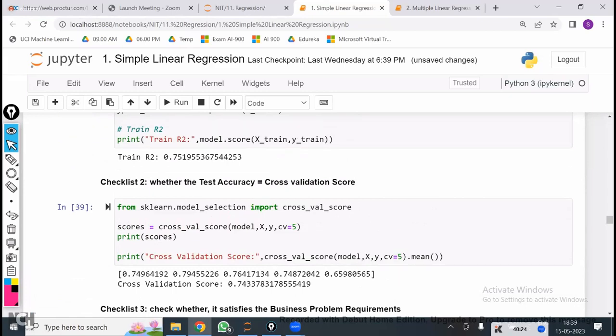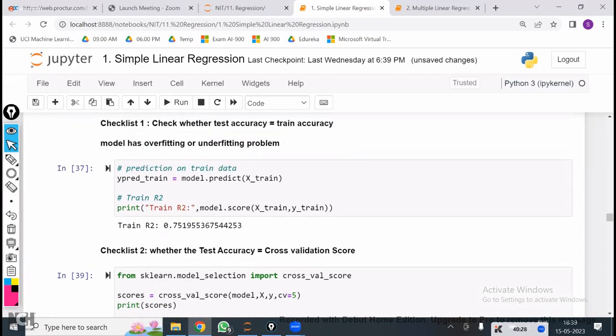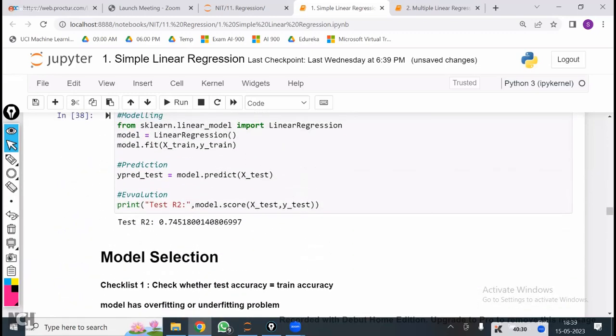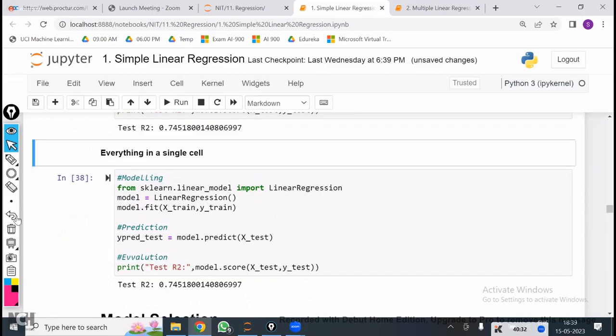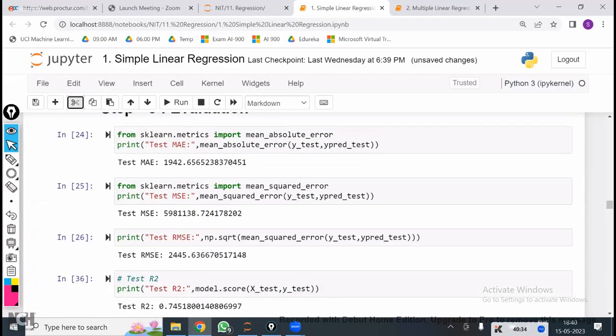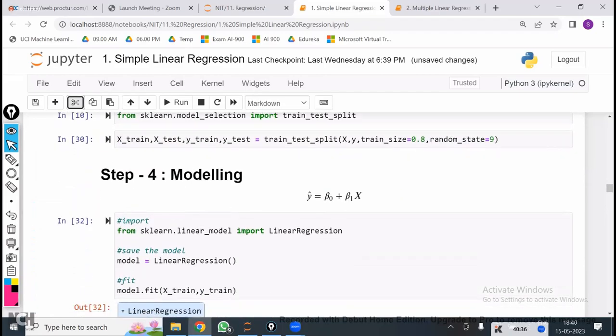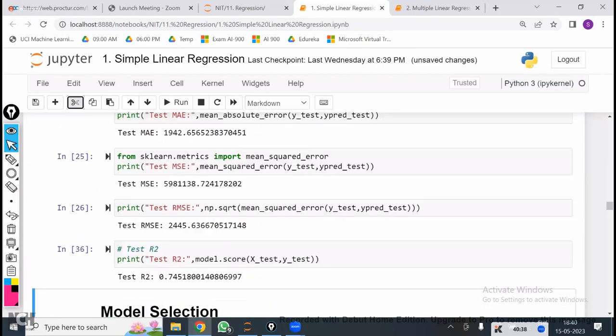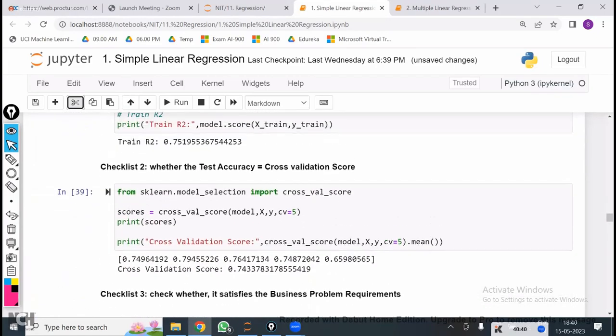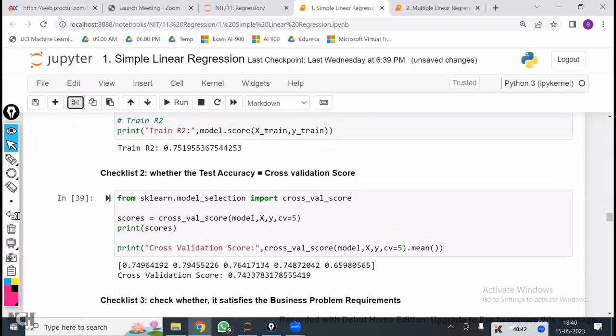Clear? Got the point? If any questions are there, please ask me. Up to here, that is step 1: modeling, evaluation, and model selection, up to 3 checklists. The 4th one, just ignore. Up to 3 checklists, whatever questions you have, please ask. The 4th one, we'll see.